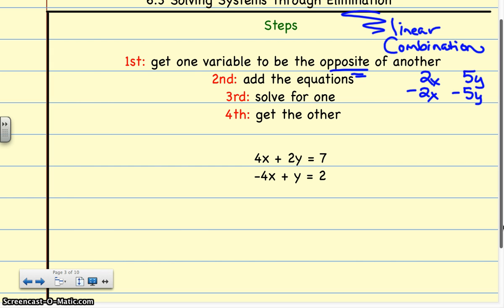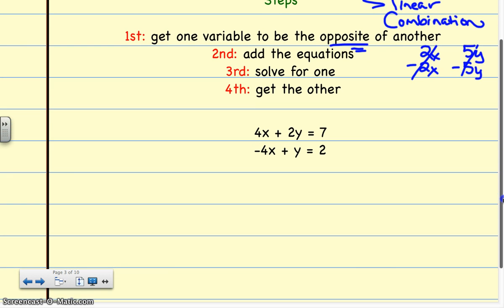Secondly, we add the equations. Then we solve for the one. This is going to be the one that, making it the opposite of each other, eliminates. That's the elimination method. If we make it an opposite, it eliminates. And then 4th, we're going to get the other.